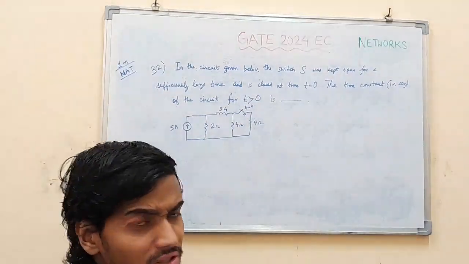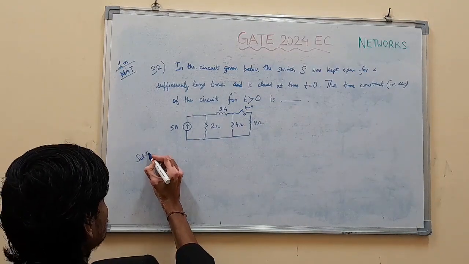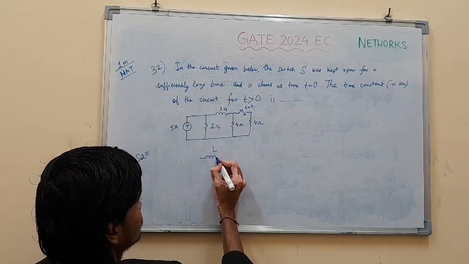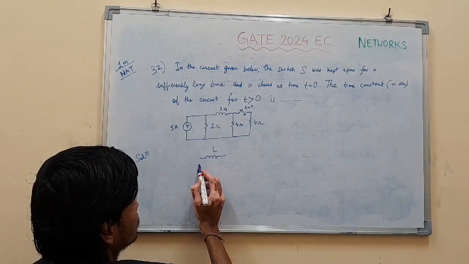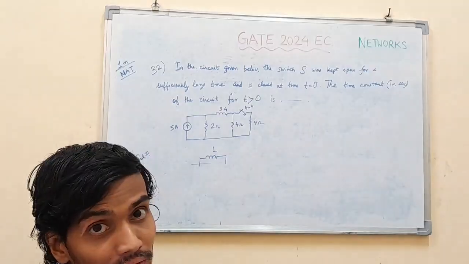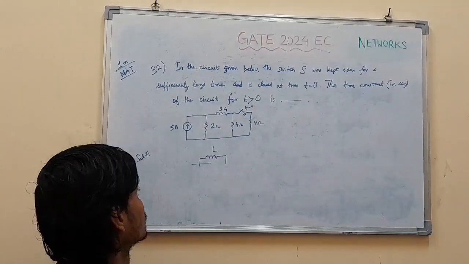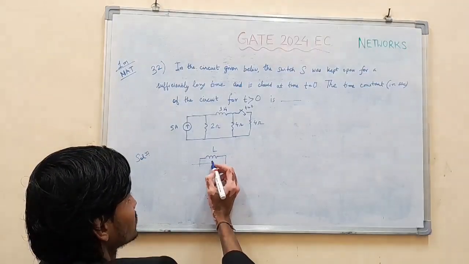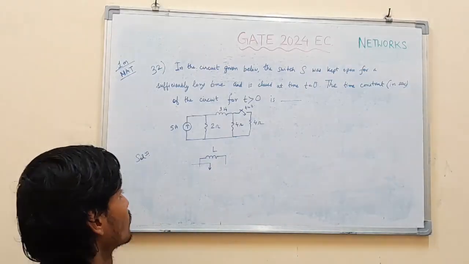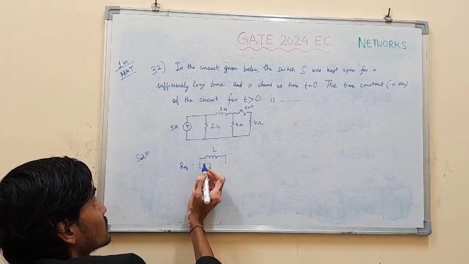Basically, let's move to the solution to this question. The time constant is asked for t greater than 0. For this kind of circuit, where there is one energy storing element, say L, and the others are resistances, energy dissipating elements, we need to find the equivalent resistance of the circuit across L. It can be C also, a capacitor, in some cases.